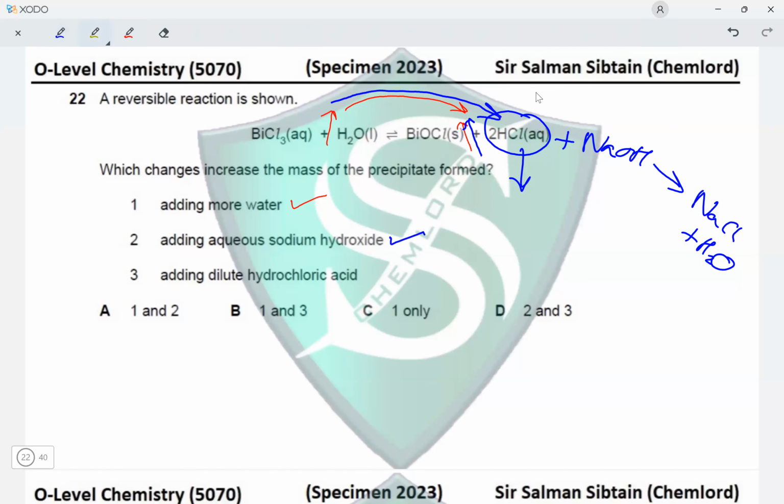Option 3, adding dilute HCl. If you increase the concentration of HCl, then the reaction would be favored in the backward direction. And if the reaction is favored in the backward direction, then the precipitate that is present in the products is used up, so its concentration decreases. And when its concentration decreases, that means its mass decreases, which means that option 3 is incorrect. So as a result, our correct options are options 1 and 2. And for this question, option A is the correct answer.